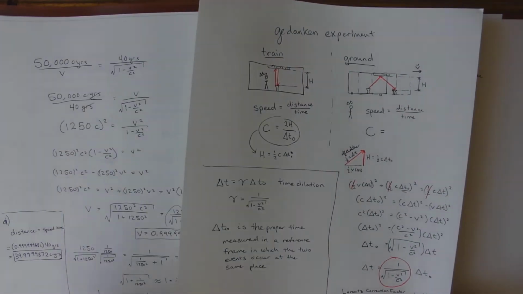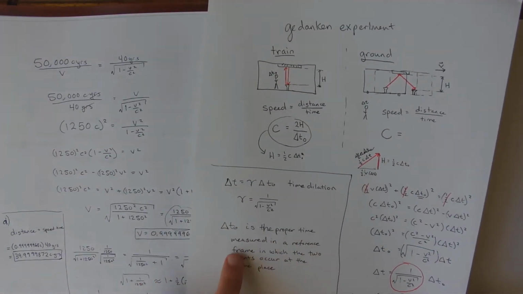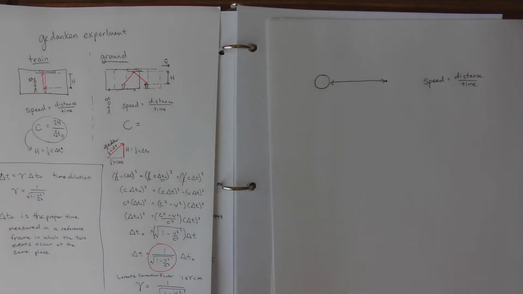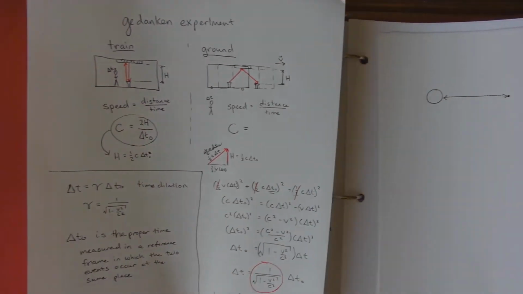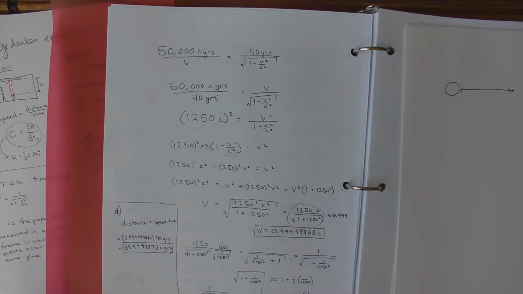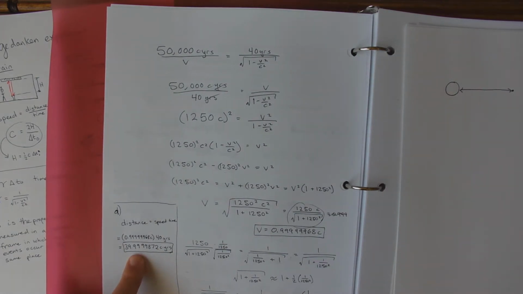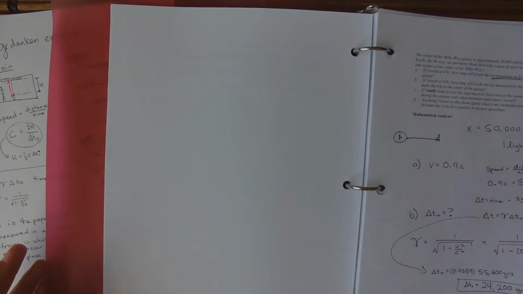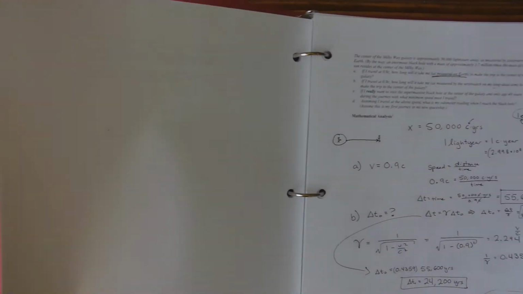But just like here, we said delta T naught is the proper time, which is measured in a reference frame in which the two events occur at the same place. Because we're going to have two different lengths, we have to identify one of those lengths as being the proper length. Now, you can get an idea of what we would need to do here, because in problem 30, part D, we said that the odometer reading would be 39.9999872 light years.